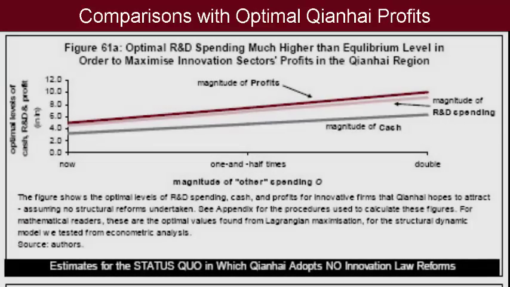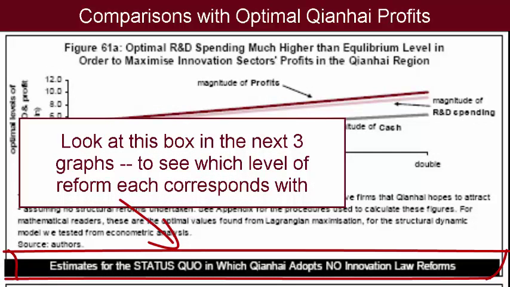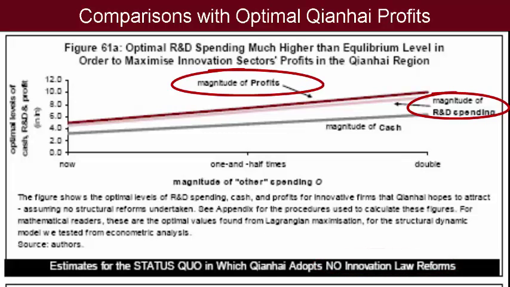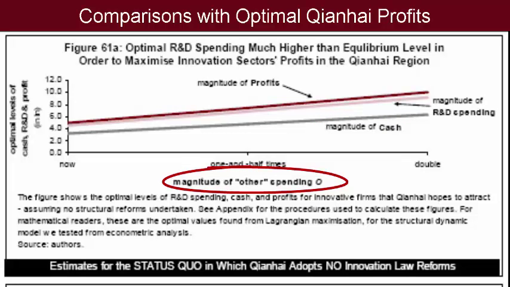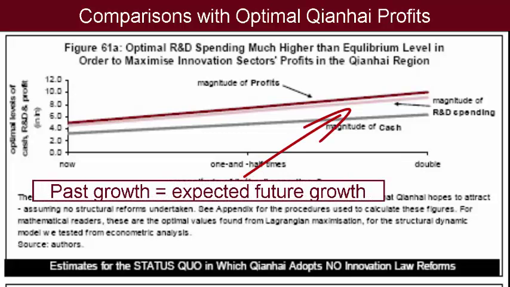In this series of figures, we look at the effect on optimal levels of profits, R&D spending, and cash as Qianhai engages in reform. Without any reform, the optimal level of profits, the optimal level of R&D spending, and the optimal amount of cash and investment these companies should have lying around increases as these firms engage in other types of spending. However, the extent of this increase simply follows past trends. We would not expect Qianhai to become a rival to Silicon Valley or other innovation centers.